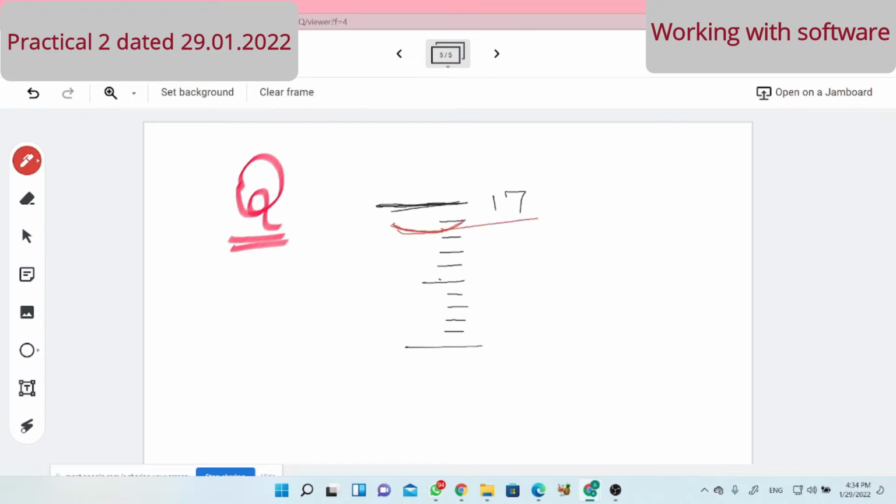Could you be able to read that? What is the reading? 17.1. 17.15. 17.15. But suppose if that reading is here in this way, what's the reading?